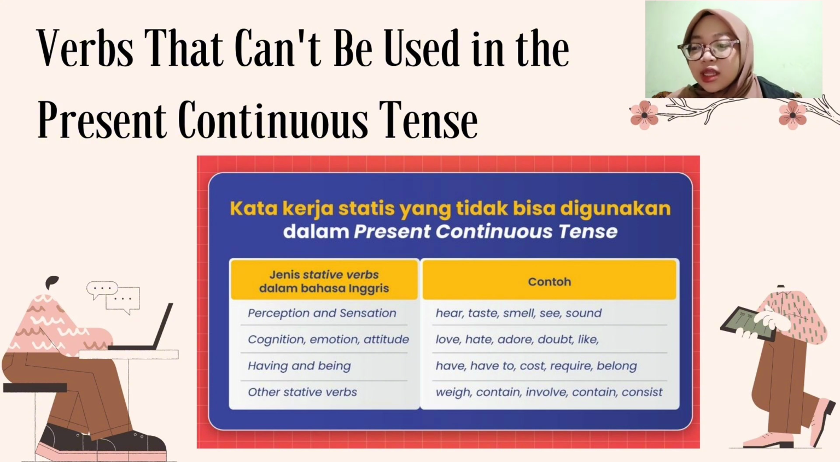Next is cognition, emotion, and attitude. These verbs describe cognition, emotion, and attitude. Examples are love, hate, adore, doubt, like, forget, agree, and disagree. Third is having and being. For example, have, cause, require, and belong. Last is other stative verbs, which are weigh, contain, involve, and consist.